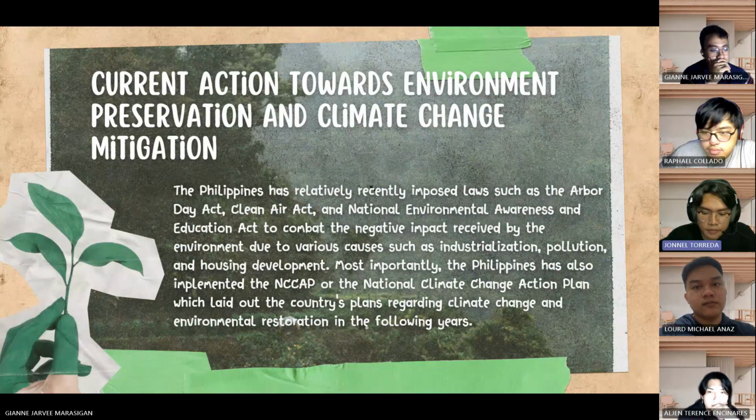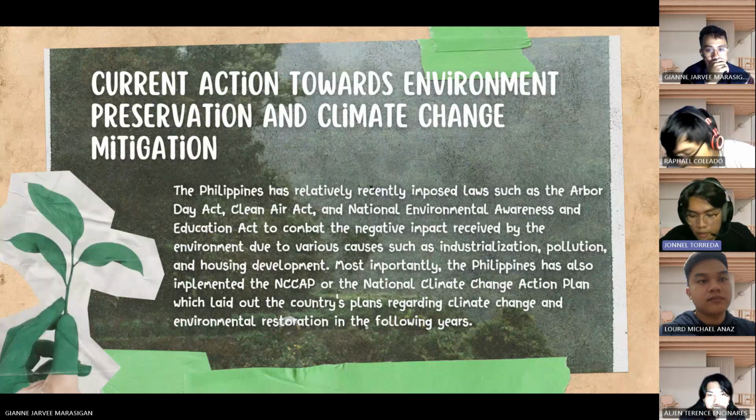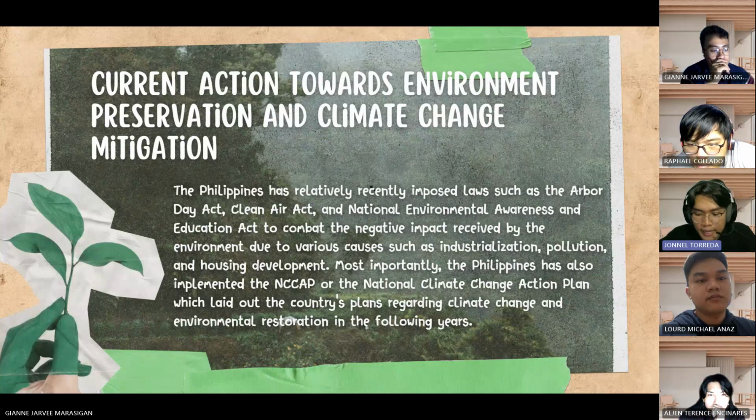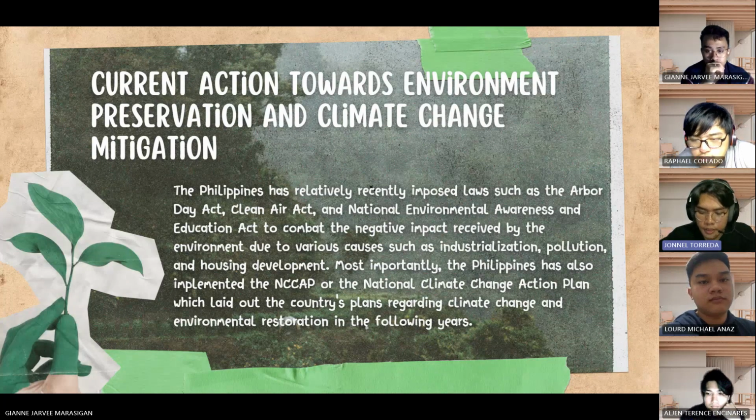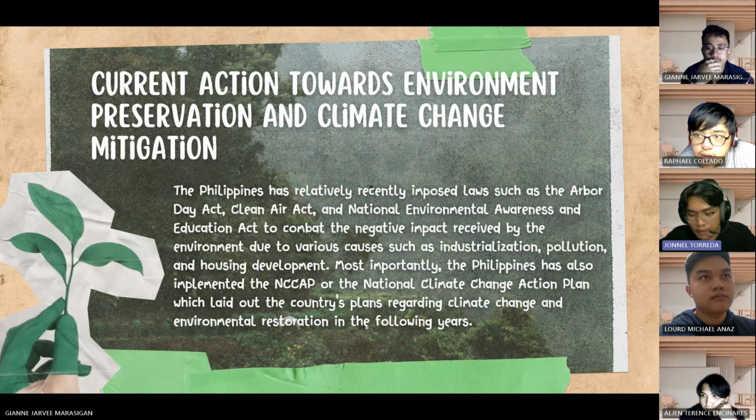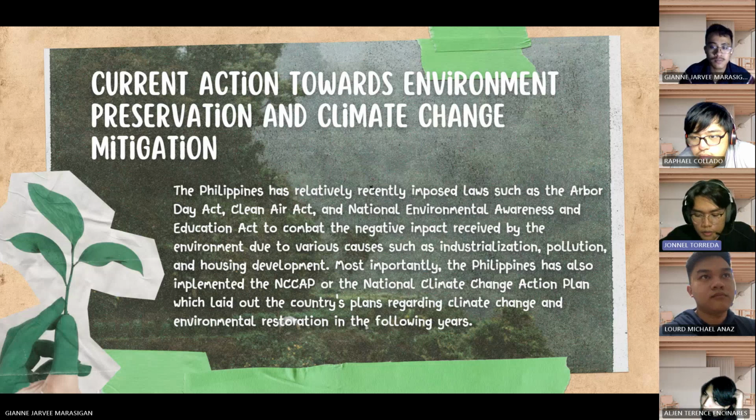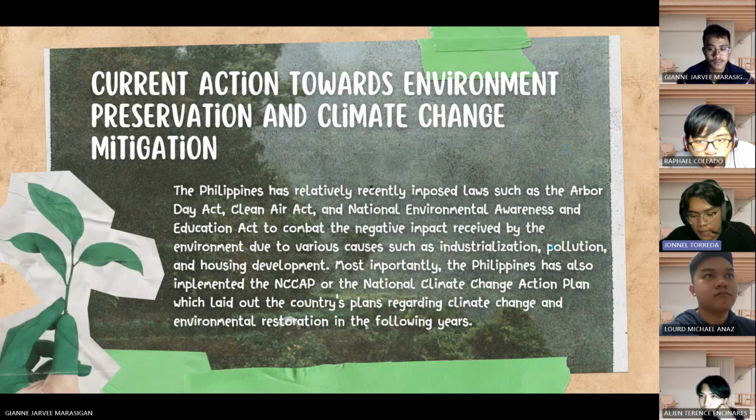Next. What is the Philippines' current action towards environment preservation and climate change mitigation? The Philippines has relatively recently imposed laws such as the Arbor Day Act, Clean Air Act, and National Environmental Awareness and Education Act to combat the negative impact received by the environment due to various causes such as industrialization, pollution, and housing development. Most importantly, the Philippines has also implemented the NCCAP, or the National Climate Change Action Plan, which laid out the country's plans regarding climate change and environmental restoration in the following years.